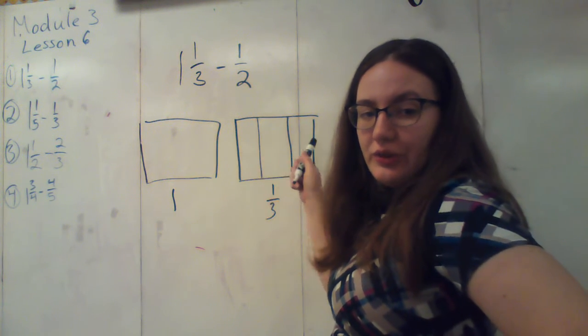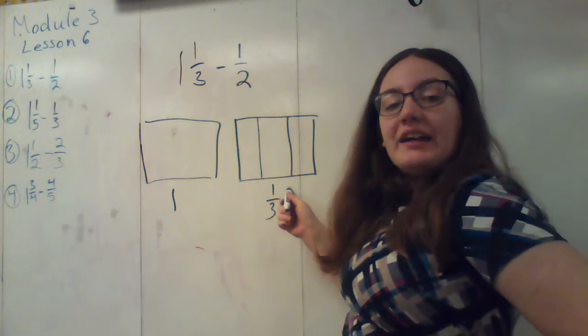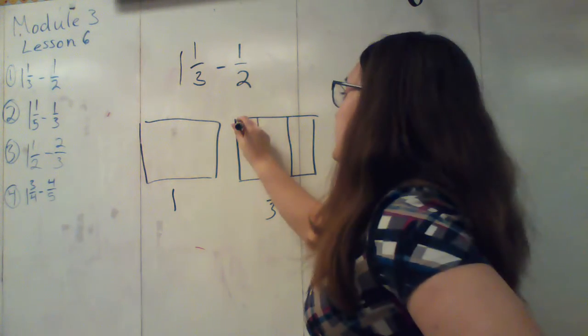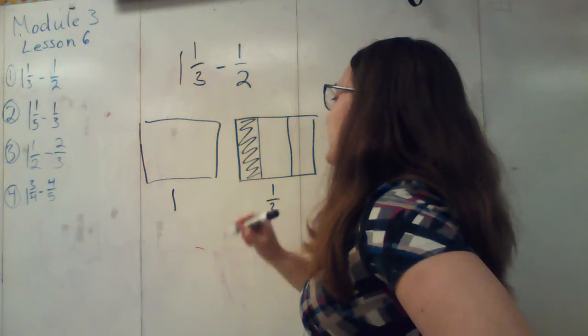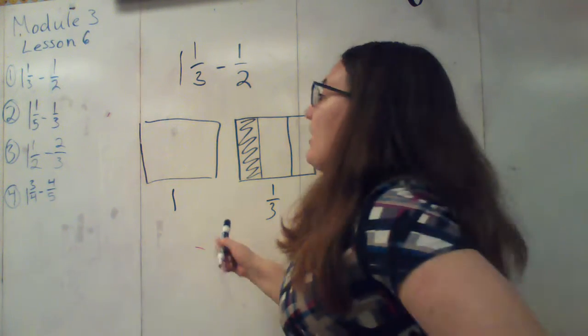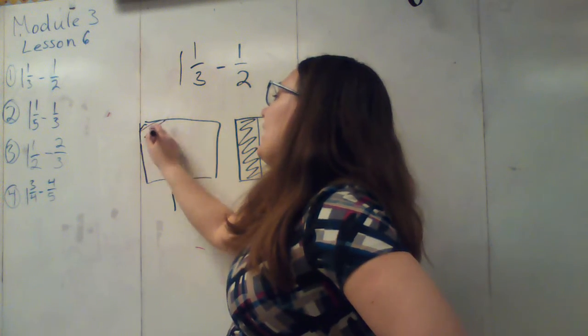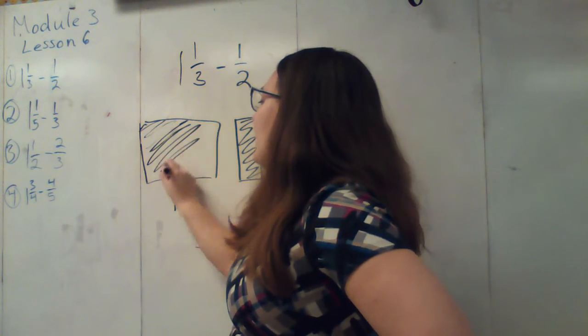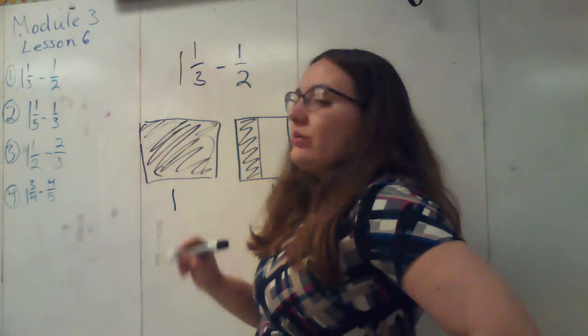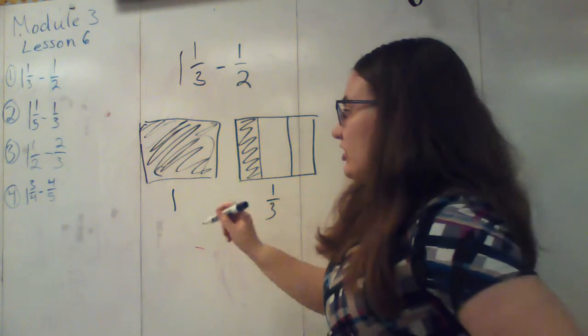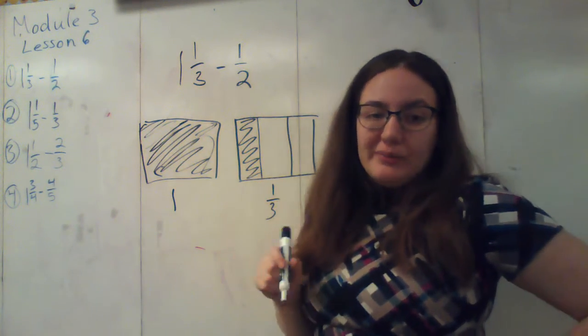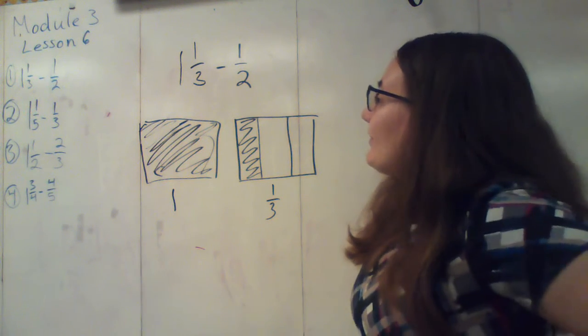So I need 1, 2, 3 pieces. And then I shade in one of these pieces. So I'll go ahead and shade this in right here. And because this one whole is part of my fraction as well, I will also go ahead and shade in this box. Like I said in previous lessons, I don't need your shading to be perfect. As long as you shade in just enough to cover most of the box, that works.